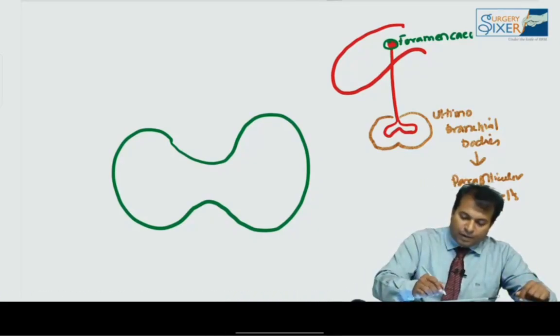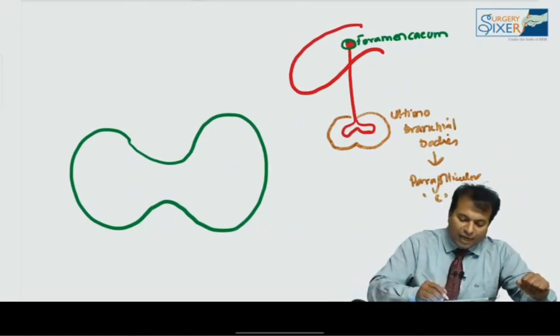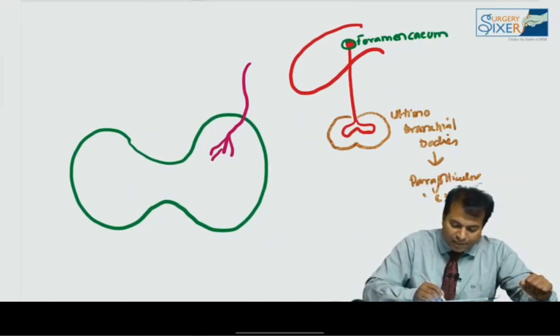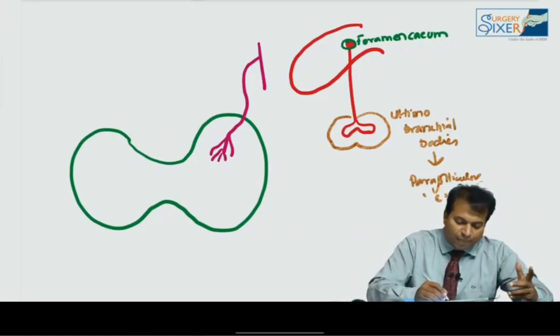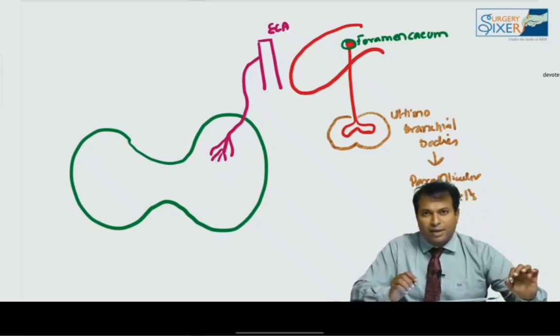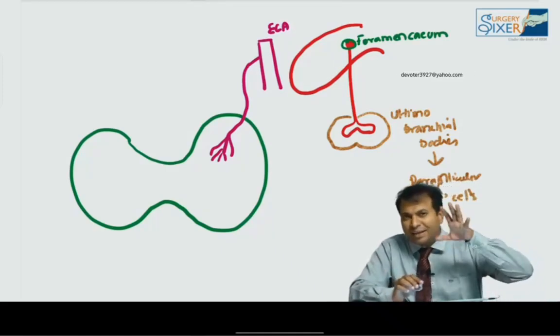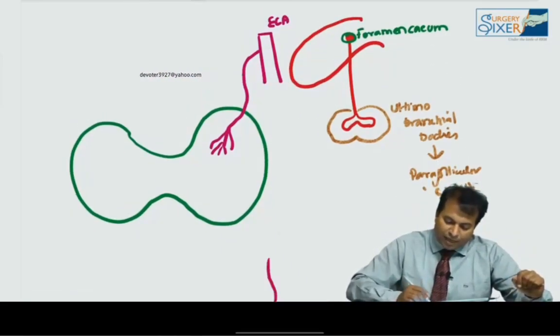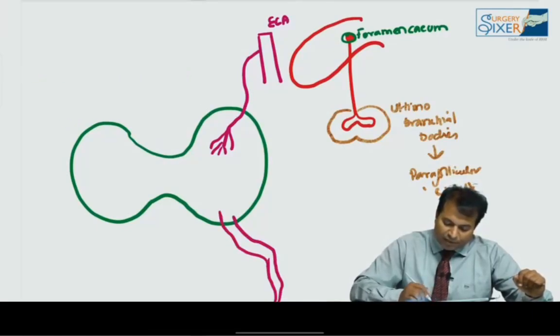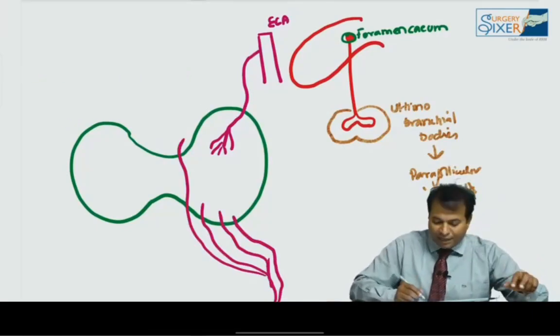Now, I'm going to tell you the blood supply of the thyroid gland. This is the superior thyroid artery, coming from the external carotid artery. It enters the thyroid gland and divides into branches. And these are the inferior thyroid vessels. You can see the inferior thyroid artery is divided before entering the gland itself, like this.